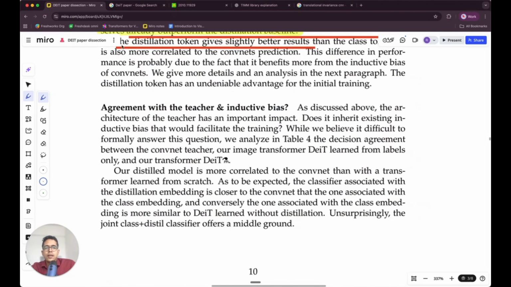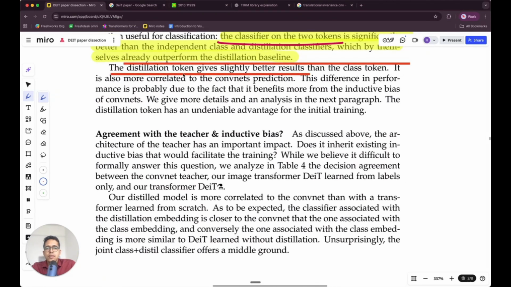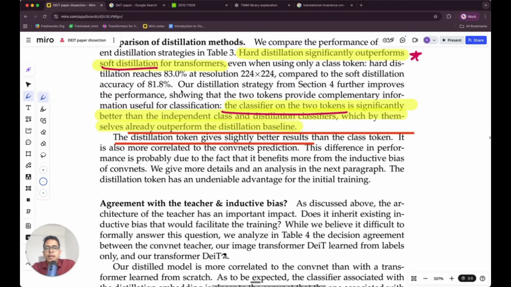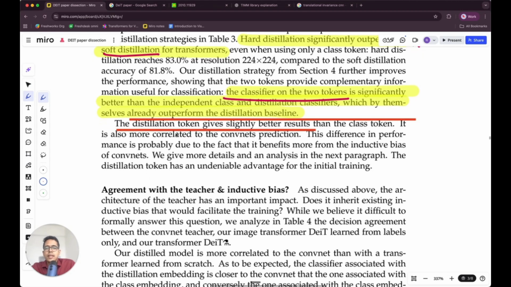Okay, now let's look at where were we? Yeah, the distillation token gives a slightly better result than the class token. We saw that in the table. It is also more correlated with the convnet's prediction, that we know because the distillation token is trained to make predictions similar to convolutional neural network predictions. This difference in performance is probably due to the fact that it benefits more from the inductive bias of the convnet. Yes, the distillation token is directly trying to predict what the convnet predicts as a hard label. And maybe because of this, the distillation token is more attuned to whatever inductive biases are there in the CNN. We give more details and an analysis in the next paragraph.